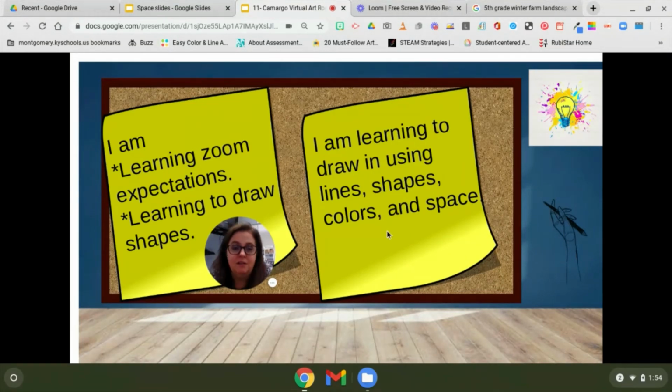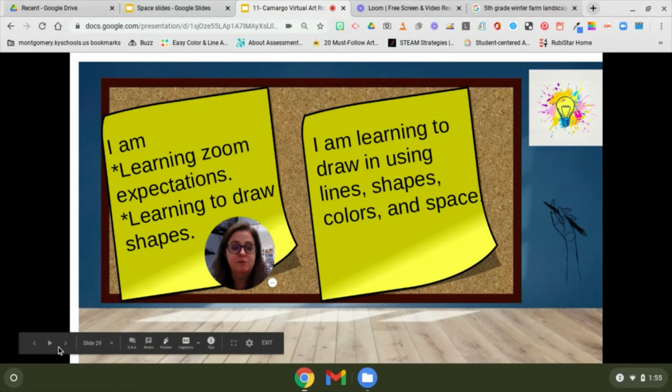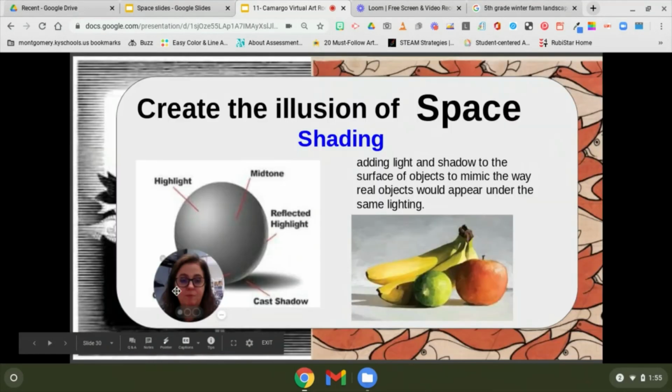I am learning to draw using shapes, lines, colors, and space is what we're going to focus on. And I talked to you a little bit about that. A few people who were in the Zoom, we talked about space. I'm going to go over that again because we didn't have very many people. So creating the illusion of space, one way you can do that is by creating shadows on your objects in your picture.